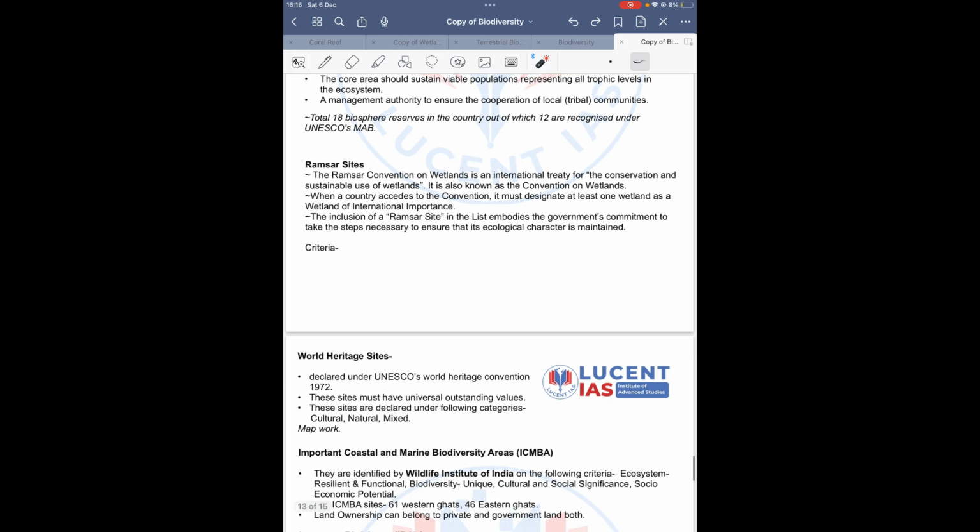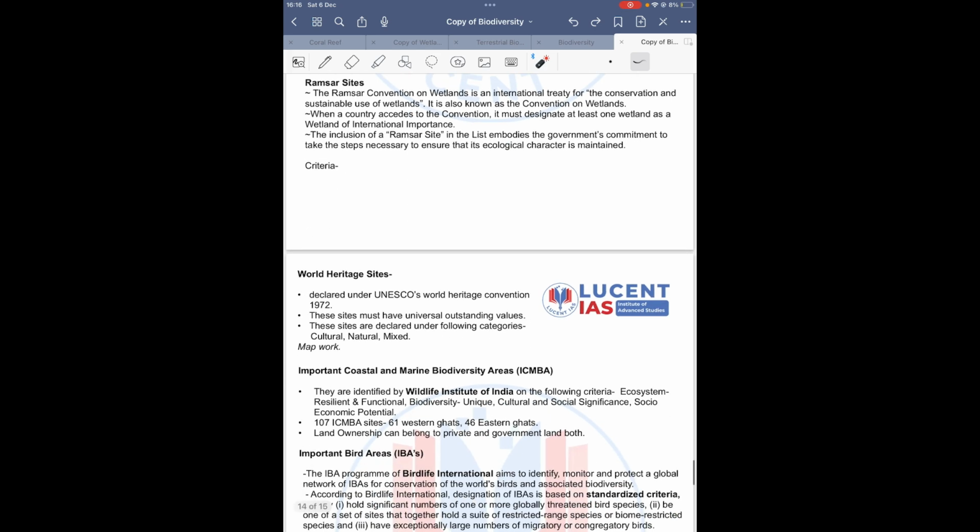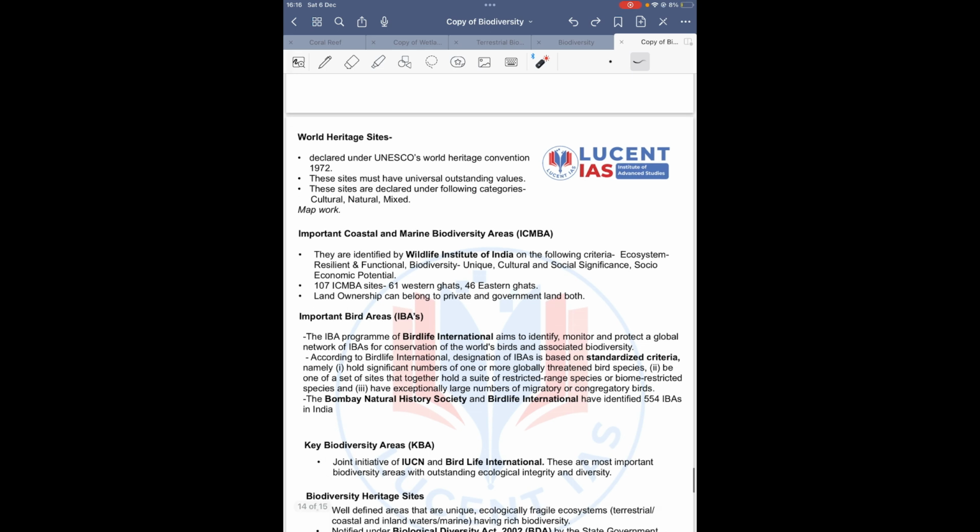Then Ramsar sites. We have already studied Ramsar sites in the last class. Then World Heritage Sites, which are declared under UNESCO's World Heritage Convention. Clear? Then important coastal and marine biodiversity areas. They are identified by the Wildlife Institute of India. Then we have 107 important coastal and marine biodiversity areas. You don't need to remember the numbers: 61 in the Western Ghats and 46 in the Eastern Ghats.